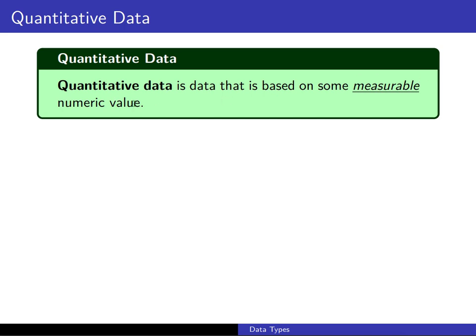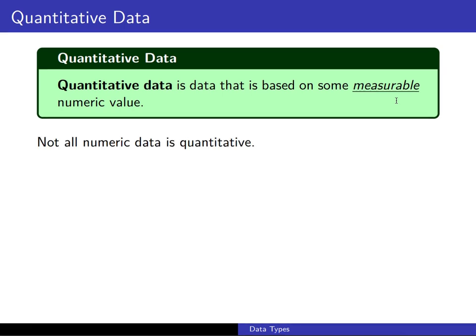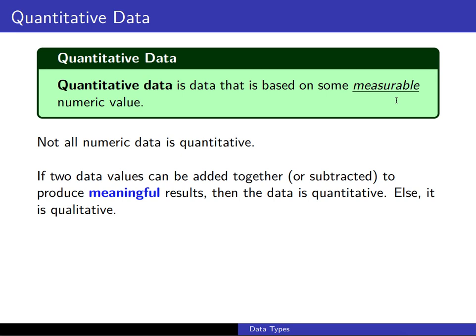So if it is a number, a numeric value, then based on whether or not it's an actual measurable numeric value, it would be quantitative. Otherwise, it would be qualitative. So not all numeric data is quantitative. And the way to tell is if you take any two data values and either add them together or subtract them and get something that's meaningful, then the data is quantitative.